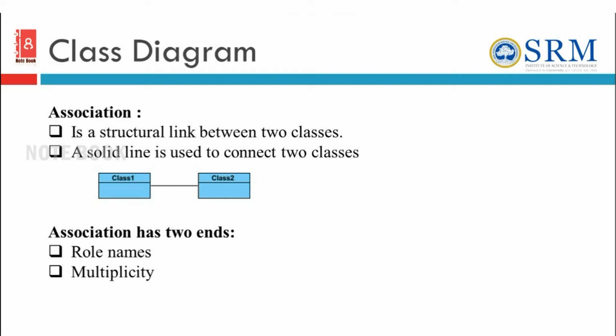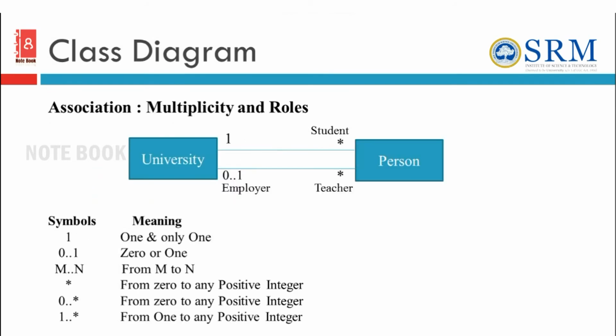We'll see, the example is given here. Two classes. One is university, another class is person. Here in this example, the multiplicity and the roles are given. Here 1, 0 to 1 and the star are the multiplicity. The symbols and meaning are given down, and the roles in this example are student, employer and teacher. So these are the roles, and the values given are the multiplicity. It's actually values, but here it is represented as symbols. So for the corresponding symbol, the corresponding meaning is given down.